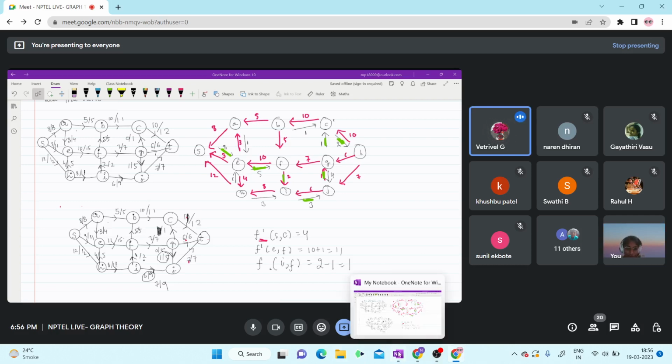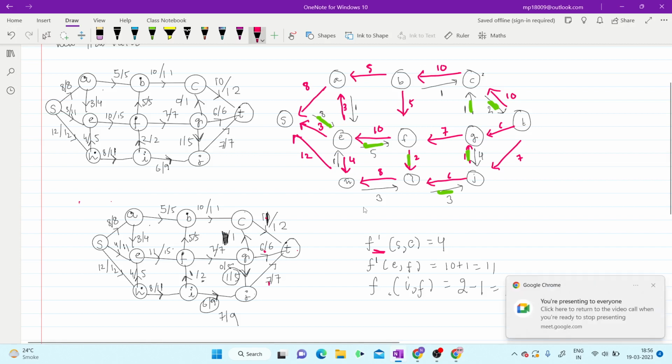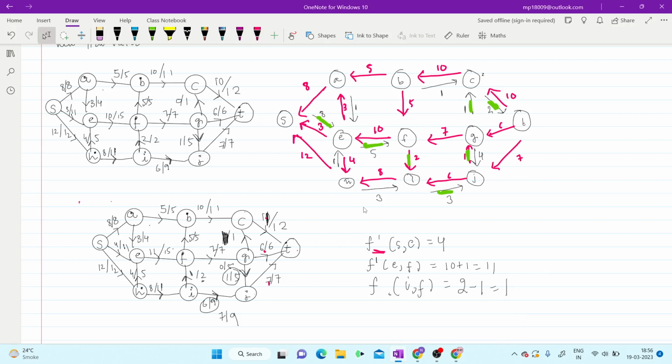So I'll repeat this question. This was our augmenting path, right? S E, E F, F I, I J, J G, G C, and C T. Now see, this S E edge is in the forward direction. The earlier flow value was 3, and since it is an edge in the forward direction, we add the path capacity. So the new value is 4, which is 3 plus 1.